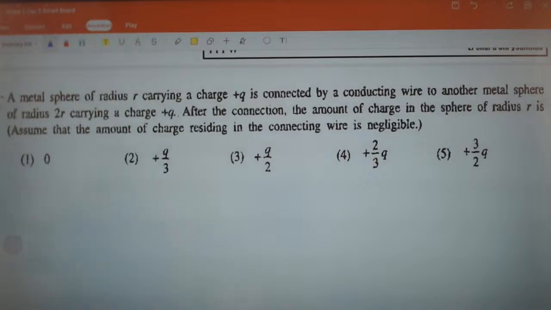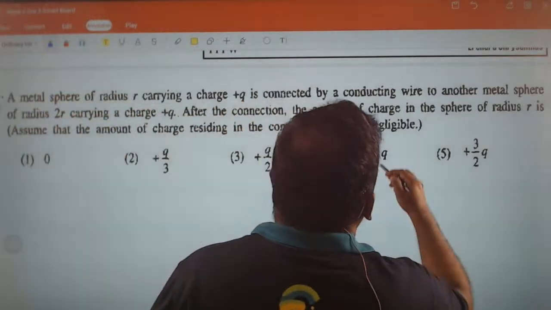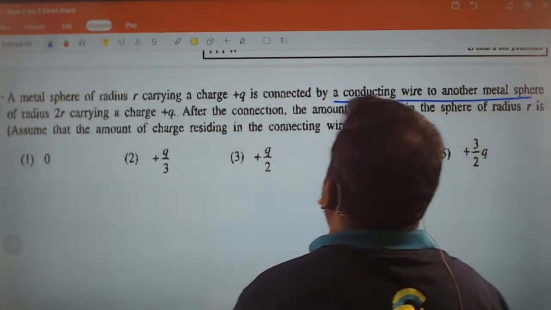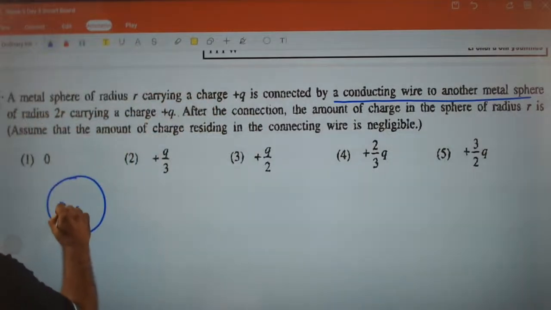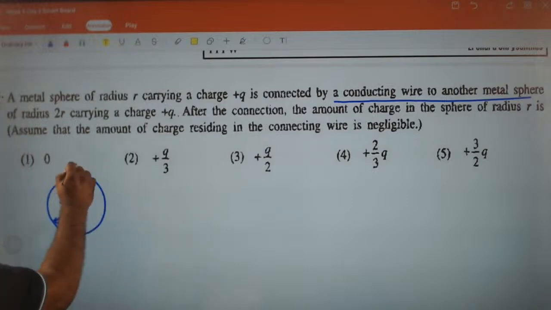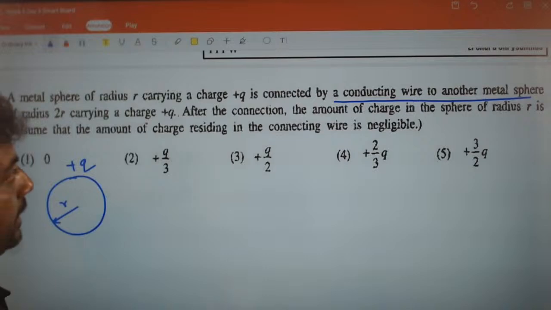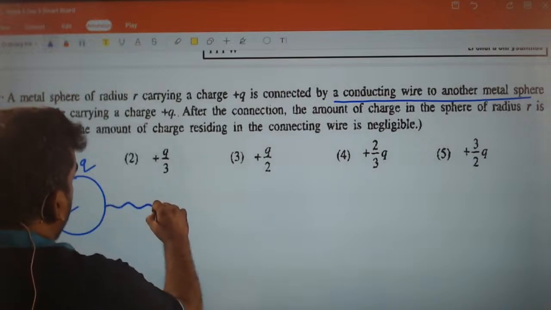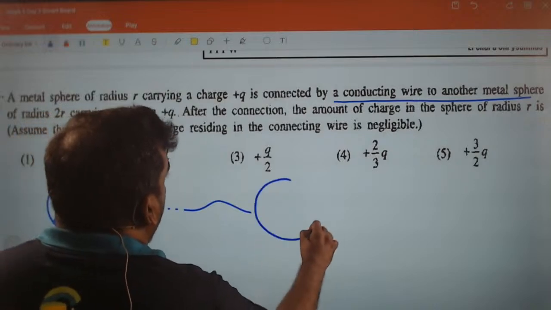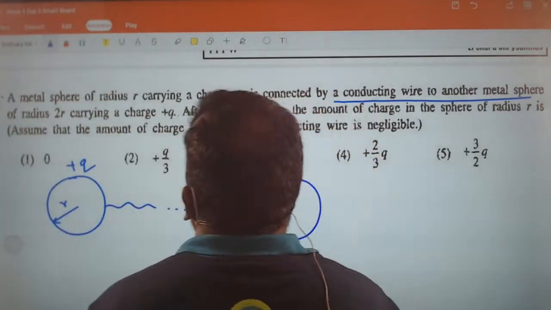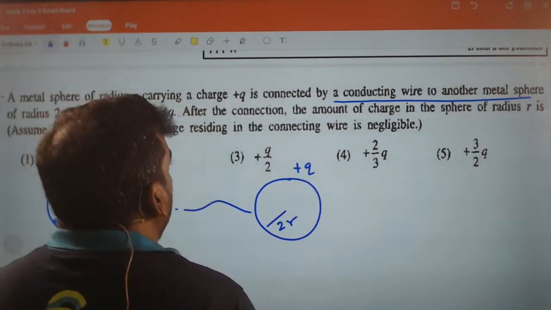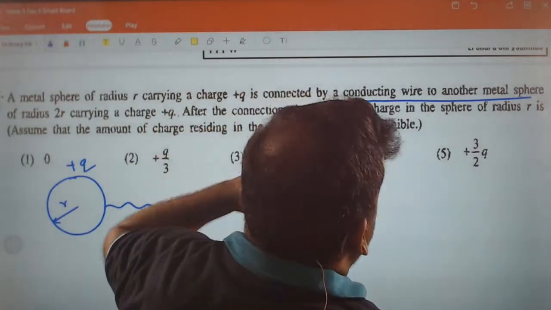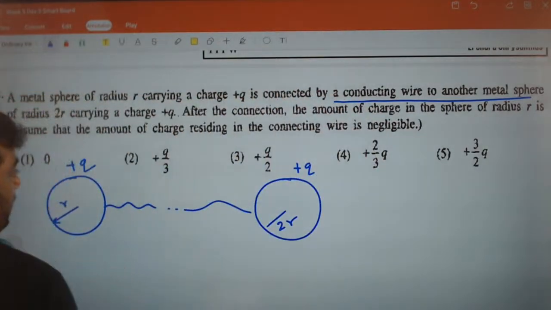Question number 12. A metal sphere of radius r carrying a charge plus q is connected by a conducting wire to another metal sphere of radius 2r carrying another charge plus q. After connection, the amount of charge in the sphere of radius r is, right.